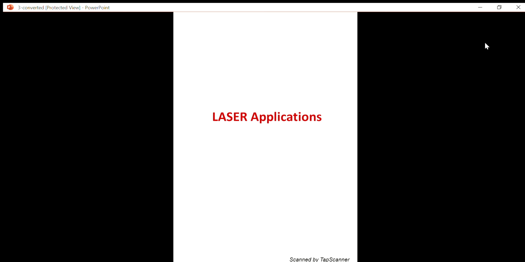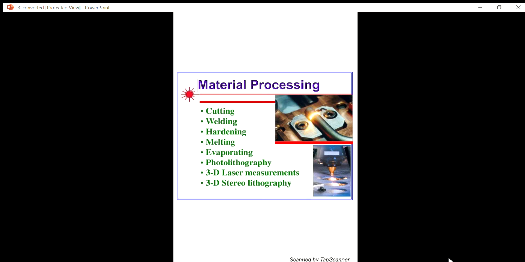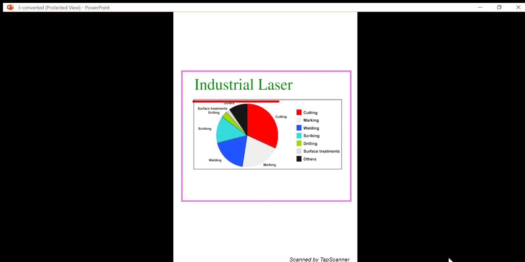In this topic, we are discussing the application of laser. The main applications of laser are cutting, welding, hardening, melting, evaporating, photolithography, 3D laser measurement, and 3D stereolithography. Through the graph, we can see the main uses of laser are cutting and marking.